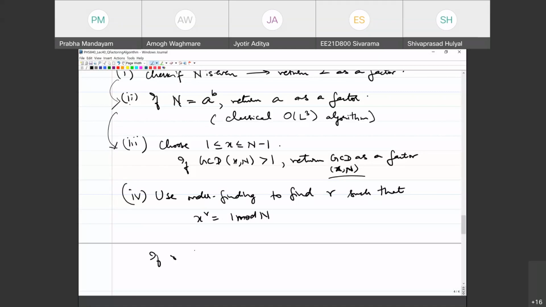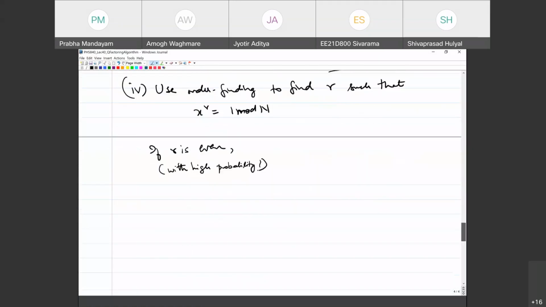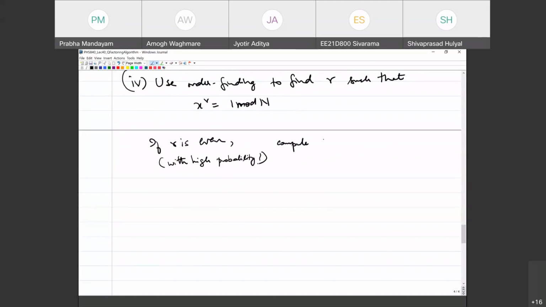Okay, so if the order is even, and this happens with high probability, then as we said, you have x to the r by 2, so you compute the GCD of x to the r by 2 plus 1 and x to the r by 2 minus 1 with respect to n, right? And one of these two must be a non-trivial factor.